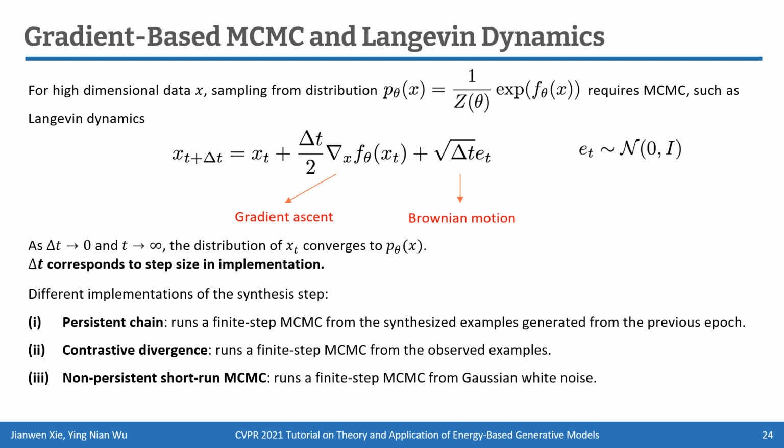There are different implementations of the Langevin sampling. First, for the persistent chain, we run finite-step MCMC from the synthesized examples generated from the previous epoch. Secondly, contrastive divergence runs finite-step MCMC from the observed examples. Third, if we run finite-step MCMC from Gaussian white noise, this will lead to a non-persistent short-run MCMC.